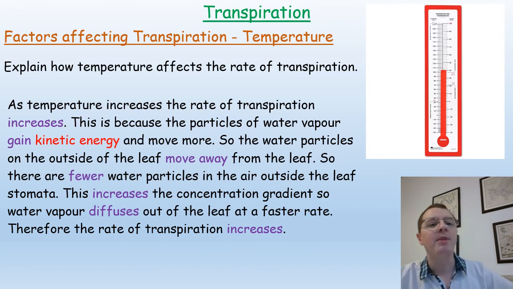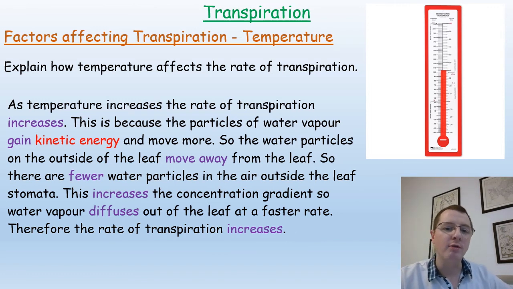So here's the answer. As temperature increases, the rate of transpiration increases, and this is because the particles of water vapor gain kinetic energy and they move more. So the water particles outside the leaf move away from the leaf. So there are fewer water particles in the air outside the leaf stomata, and this increases the concentration gradient, so water vapor diffuses out of the leaf at a faster rate, and therefore the rate of transpiration will increase.